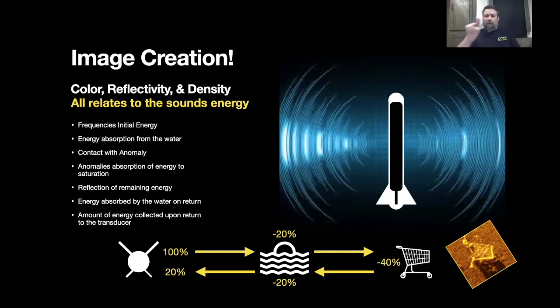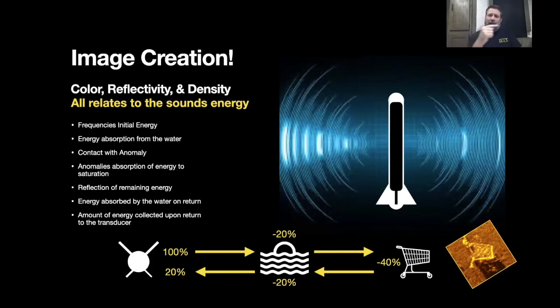It's going to keep flowing across until it hits an object. Now, my icon here is a shopping cart. I just happen to have an image of a shopping cart there. And a shopping cart is pretty dense, right? It's made of metal. And so it's going to come back. We know dense objects come back as bright returns. So as that energy hits, 40% of the energy that hit it is now being absorbed by the shopping cart itself before it gets saturated and starts to reflect that sound back.